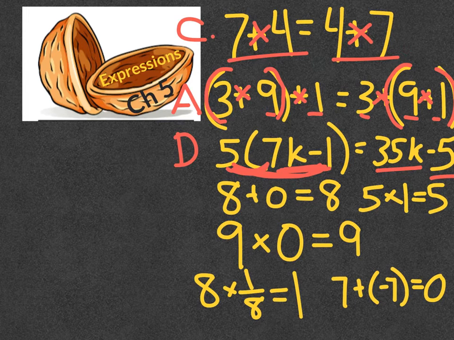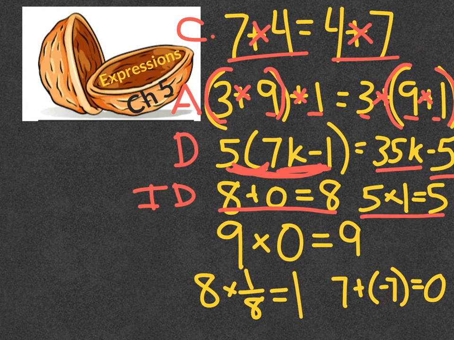The next two are called the identity property. Anything plus 0 is still itself, and anything times 1 is still itself. It doesn't change it if you add 0 or if you multiply by 1. This is called the 0 property. Anything times 0 is not 9, it's 0. I don't know why I wrote that. 9 times 0 is 0. Anything times 0 is 0.